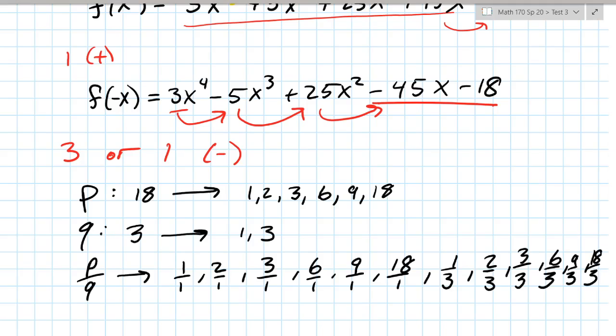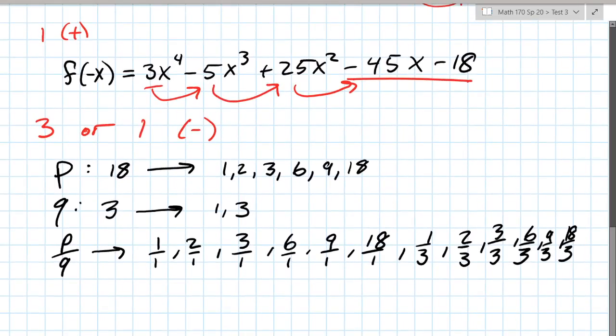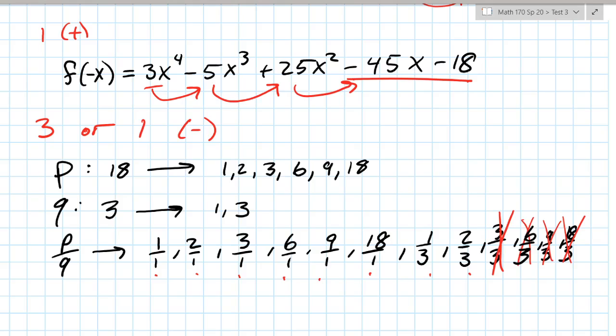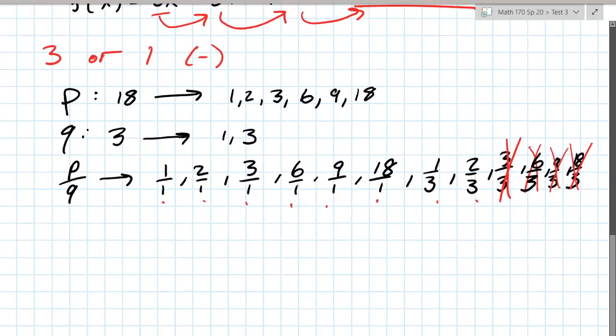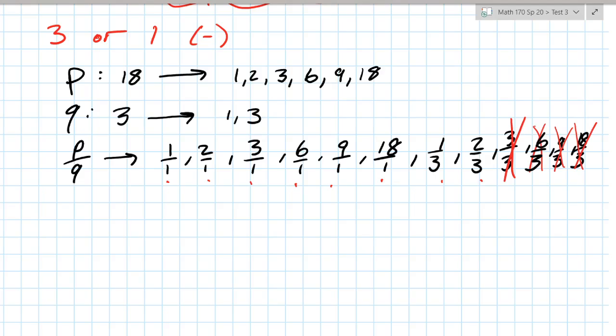Some of these are repeats. For example, 3 over 3 is 1. We already have that. 6 over 3 is 2. We already have that. 9 over 3 is 3. We have that. And 18 over 3 is 6. We have that as well. So we have plus or minus. Let's see, there's 1, 2, 3, 4, 5, 6, 7, 8. So double that. 16 possibilities for those rational zeros. We don't really want to have to check all of those.